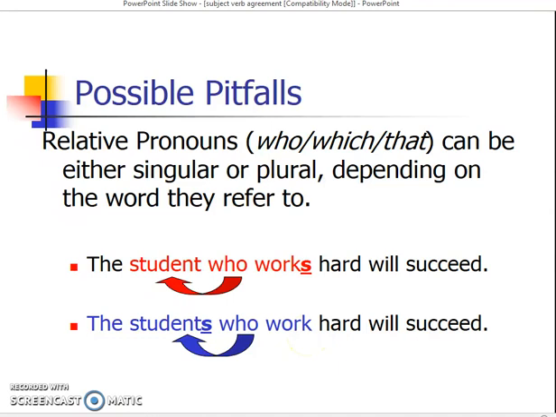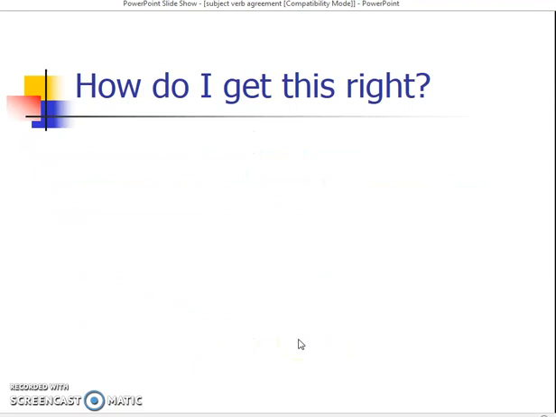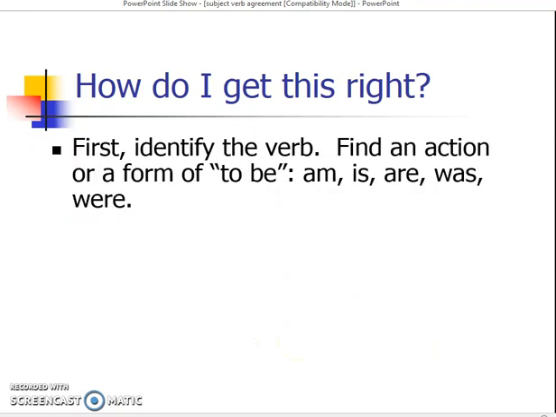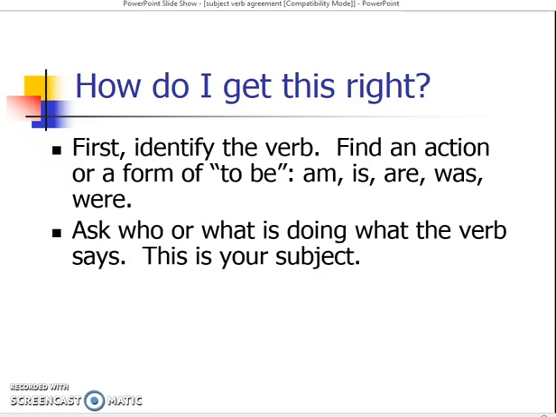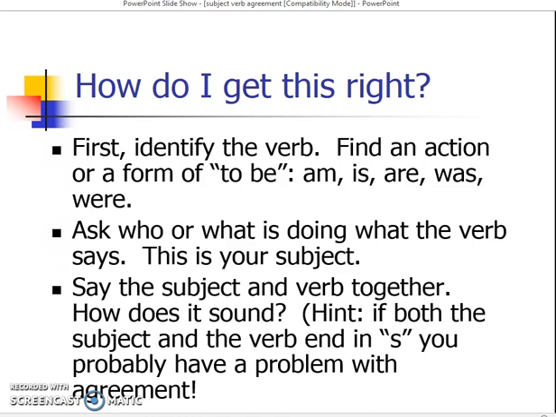And remember, we make nouns plural by adding an S. We make verbs plural by taking it away. Okay, so how are you going to get this right? Well, first, find your verb. It's usually an action or some form of the verb to be, such as am, is, are, was, or were. Then ask yourself who or what is doing what that verb says. This is your subject. Now put the two together. Say the subject and the verb together.